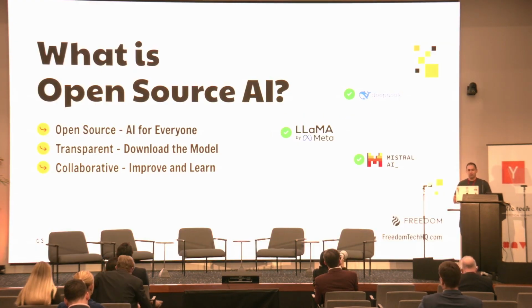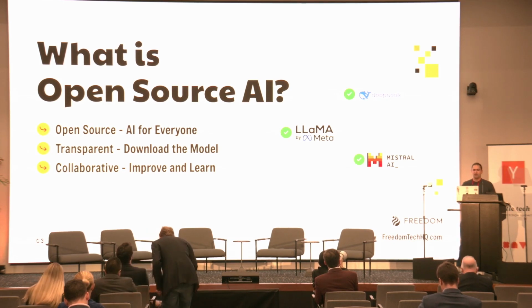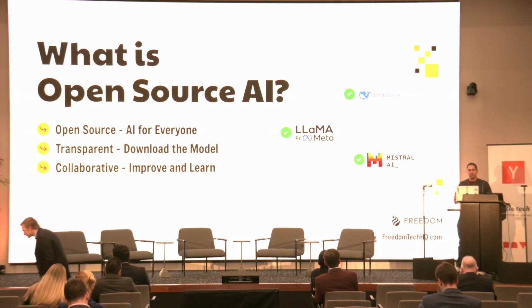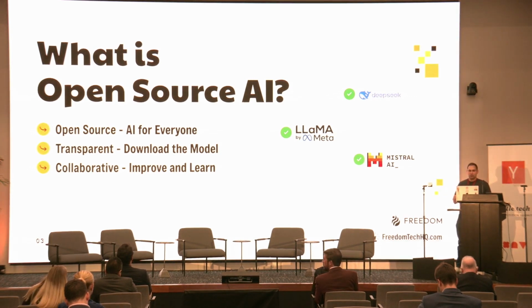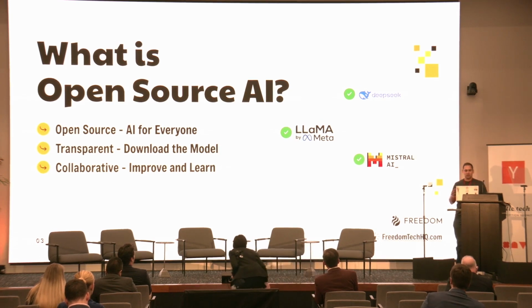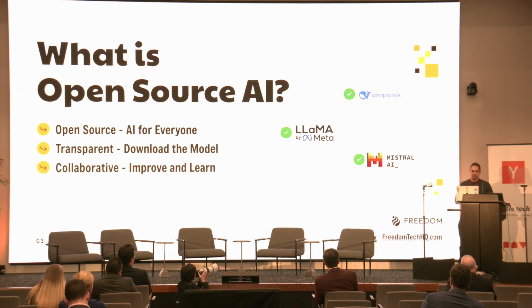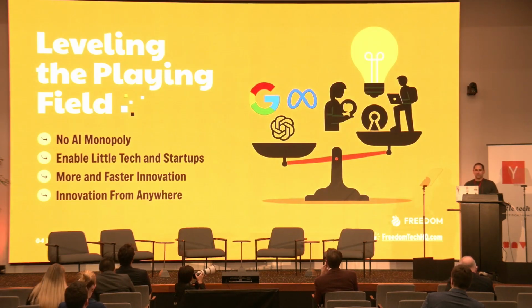So first, what is open source AI? Well, it's AI for everyone because anyone can download it and you can run it on your own computer for just the cost of compute. And what is the model? Well, it's literally just billions, tens, today actually hundreds of billions of numbers with instructions on how to use it. And the good news is because anyone can download it, they can learn and improve it. And what this does is it levels the playing field.